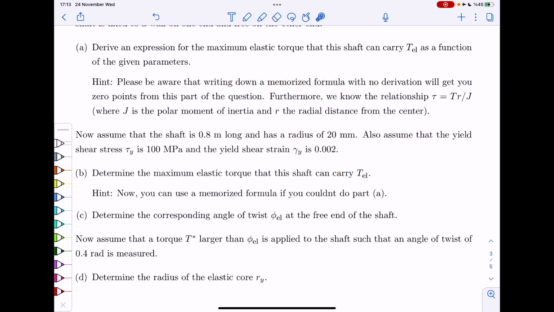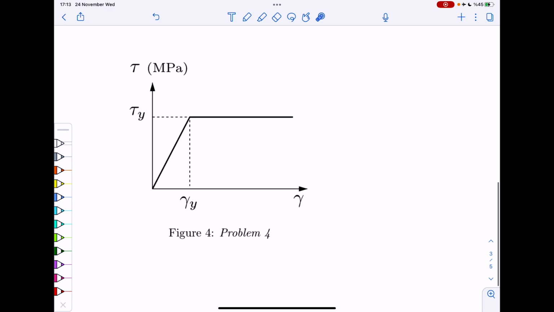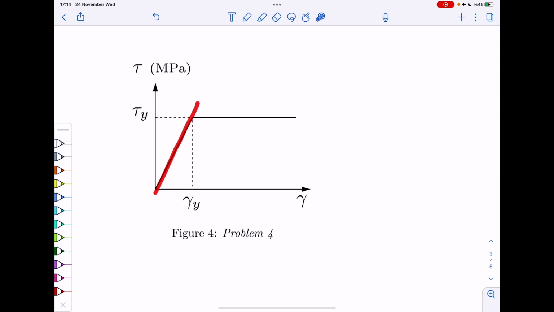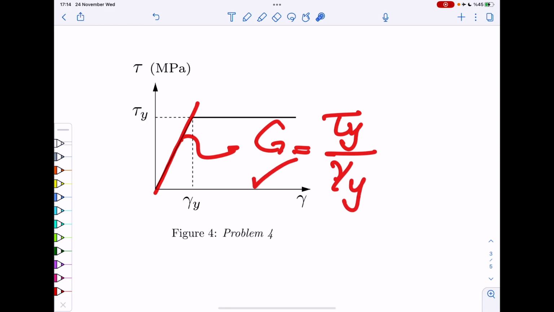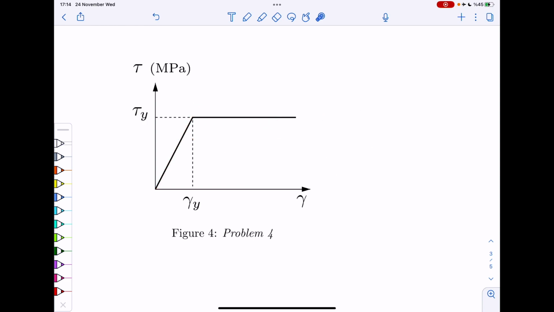And then you are given specific numbers and parameters for the yield shear stress, tau y, and the yield shear strain gamma y, which is corresponding to this curve. So you know what this is, you know what this is, and from their relation, you can also calculate the slope of the line, right? So G would be simply tau y divided by gamma y. So you would know what G is also.